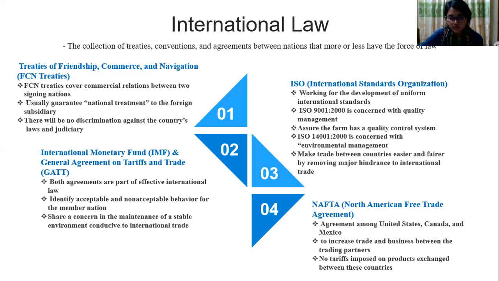NAFTA, North American Free Trade Agreement. It is an agreement among United States, Canada, and Mexico. The purpose of NAFTA agreement is to increase trade and business between the trading partners. No tariffs imposed on products exchanged between these countries.